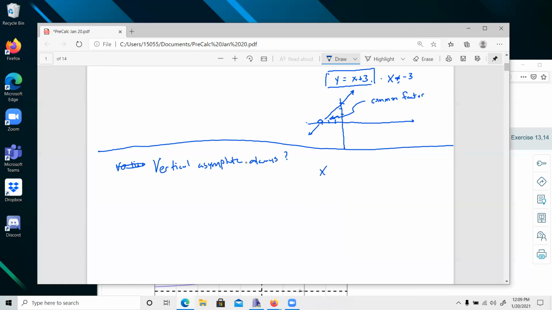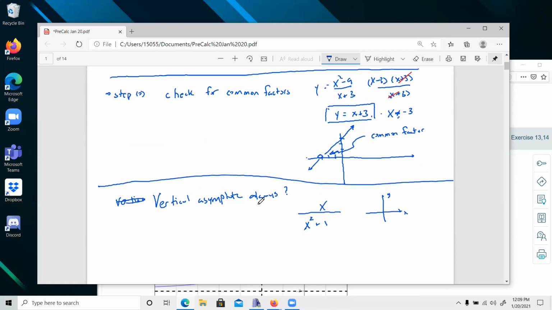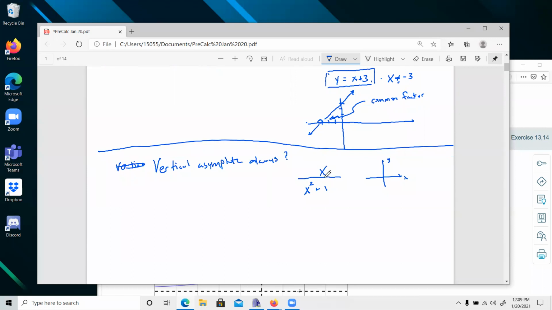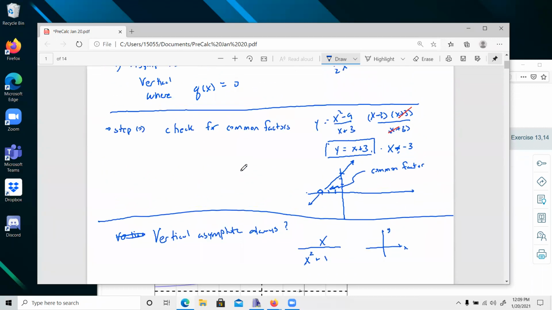What if you ended up with something like x over x squared plus 1? You can't solve this for 0, not with real numbers. So when we graph it on our xy plane, this thing does not have a solution, so this would not have a vertical asymptote. They don't always have a vertical asymptote, and that's okay, but they often do. If you don't find one because the denominator doesn't equal 0, that happens. That's fine.